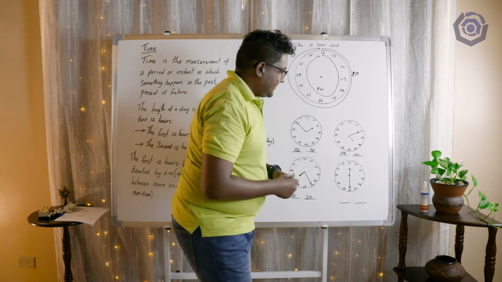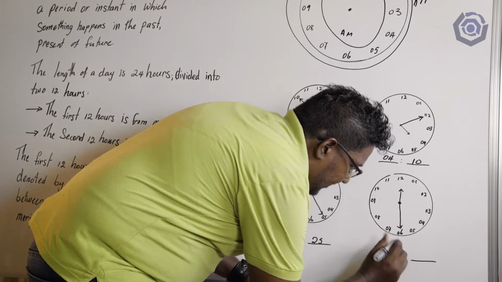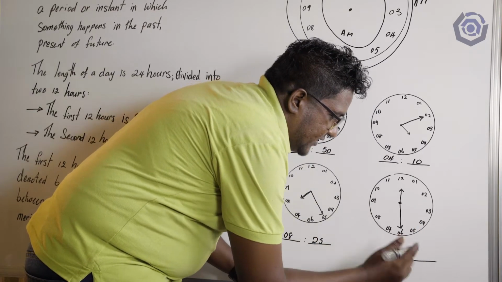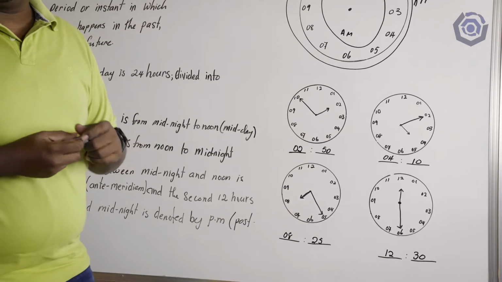And then this one, you have the short hand at 12 and the long hand at 6. That's 5, 10, 15, 20, 25, 30. And we would say 12:30.